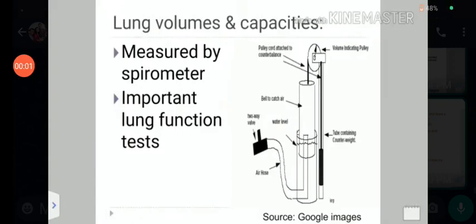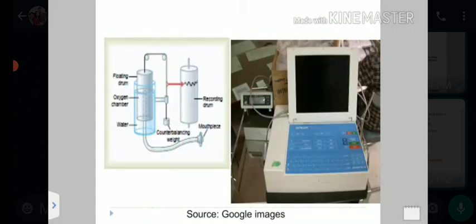Lung volumes and capacities are measured by spirometer. These are important lung function tests. Here you can see the various diagrams of spirometer.